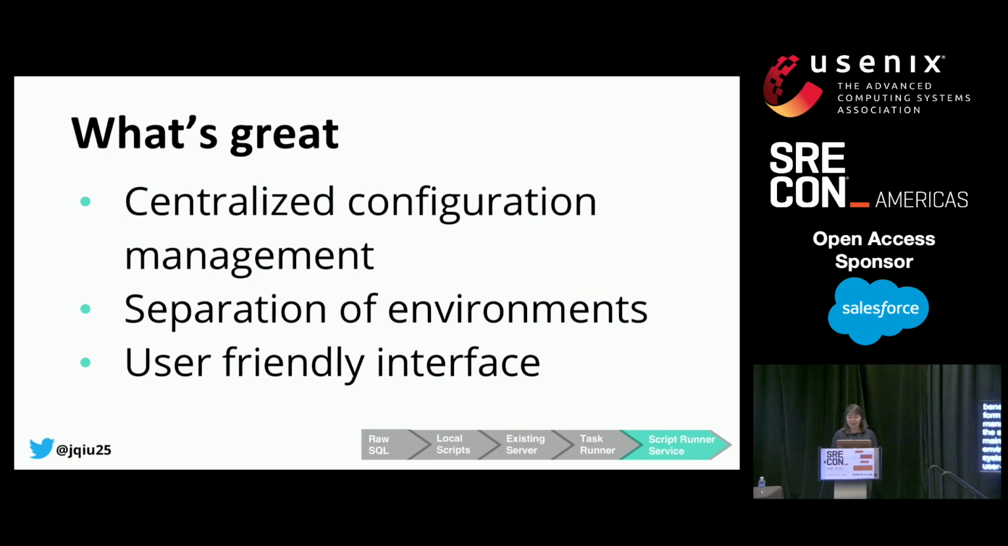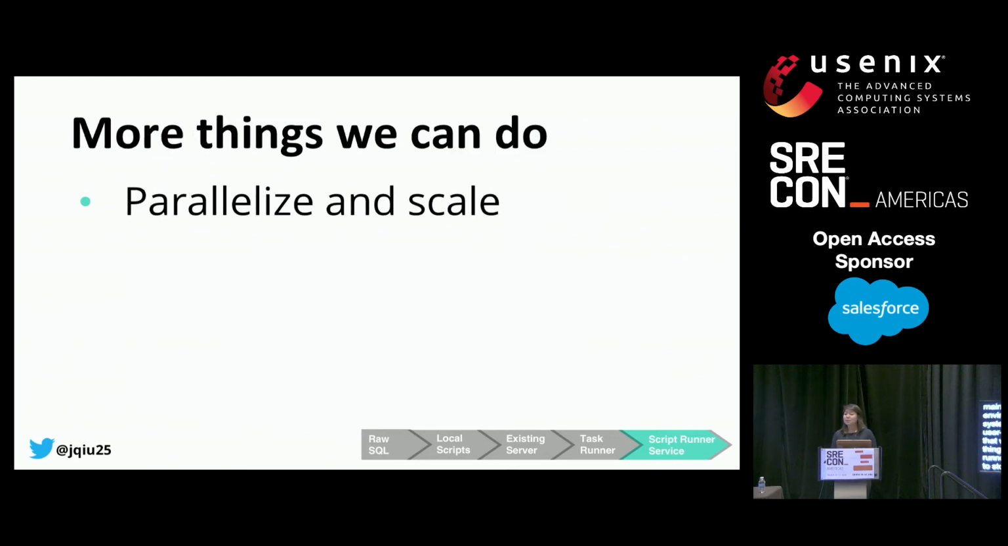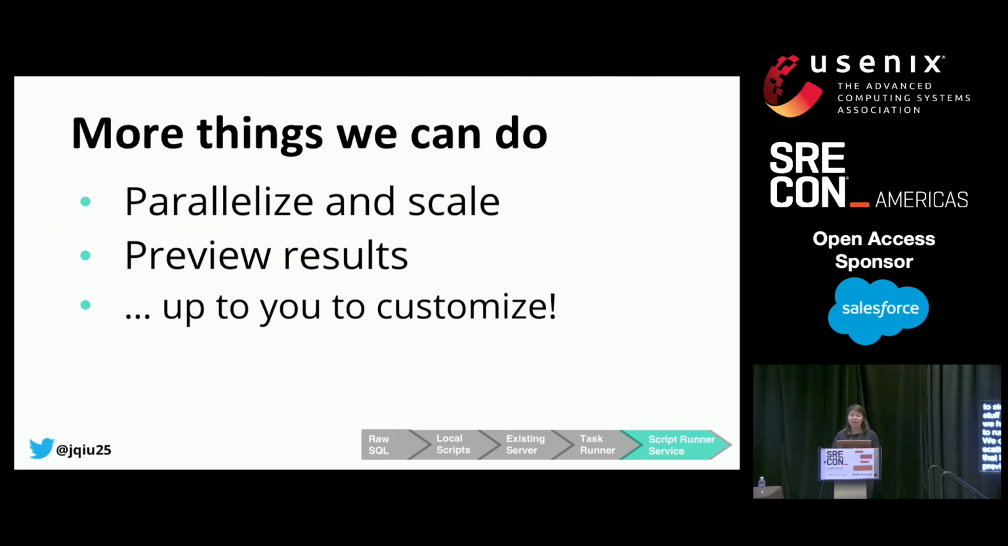And the amazing thing is that with a script runner service, it doesn't have to stop there. There's even more stuff you can build out. So say we have a lot of people that need to run scripts at the same time. We can just parallelize and scale our instances to make that possible. If we want to preview the effects of what's going to happen, we could build in that sort of functionality. And in the end, it's really up to you to customize your own version of script runner.